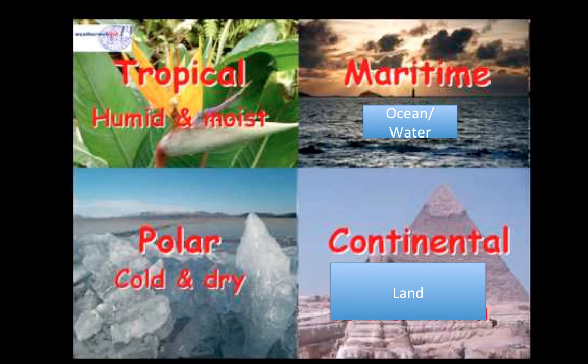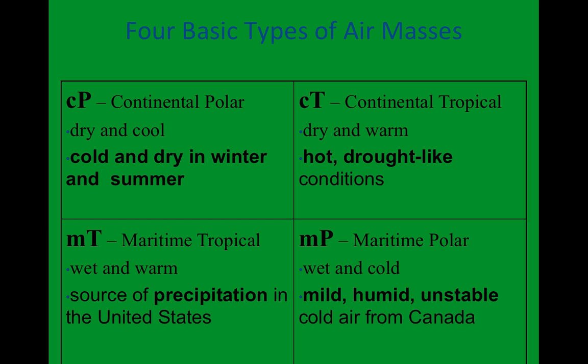So, tropical air masses are humid and moist. Polar are cold and dry. And maritime always form over water, and continental always form over land. Based on those different formation areas, we can classify air masses into four basic types.